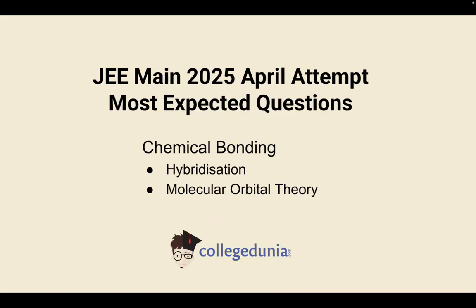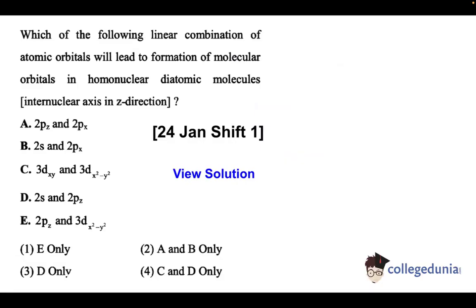So next we have the topic chemical bonding, and chemical bonding has 4 to 5 topics, but hybridization and molecular orbital theory plus its application were the most asked topics from this topic. So let's move to questions. This was the first question which came in shift 1 of 24 Jan, and here you need to calculate the hybridization.